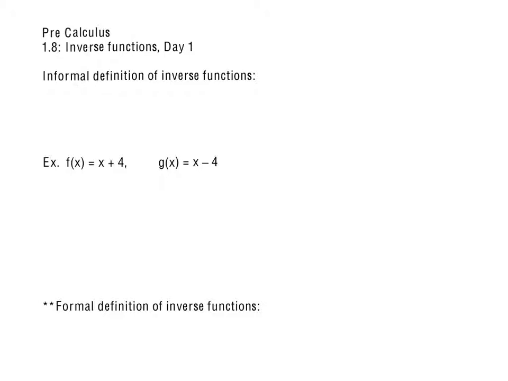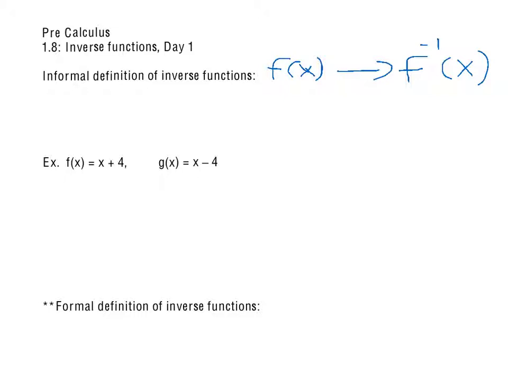Okay, informal definition of inverse functions. Let's just first go over the notation. We know if we have a function, we can say it's f of x. And if that function has an inverse, this is how we can write it: f raised to the negative 1 of x. That means that those two functions are inverses of each other. That was just the notation I gave you at first.